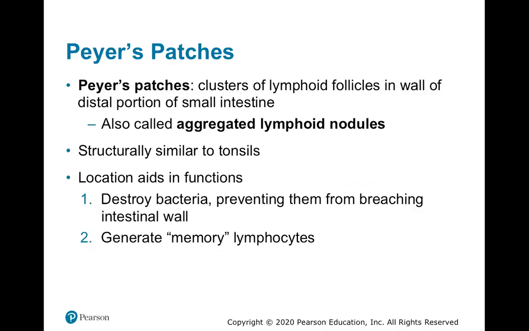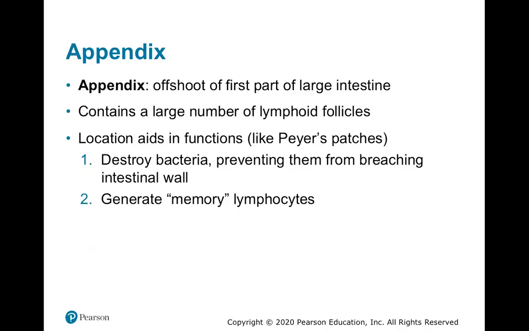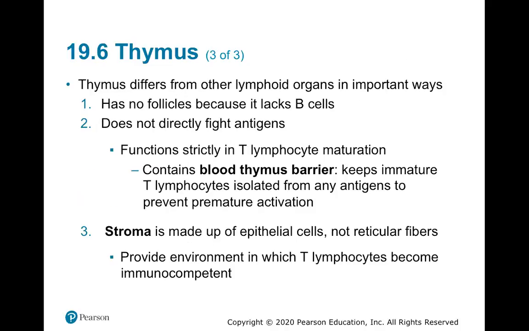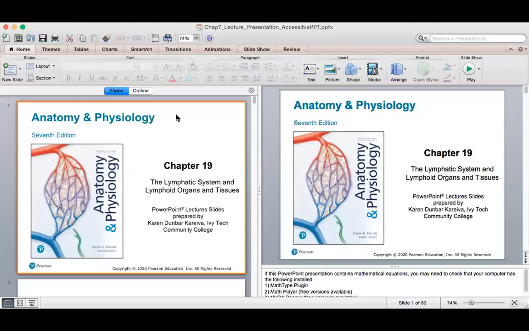Peyer's patches, that's a cluster of lymphoid follicles in the wall of the distal portion of the small intestine, also called aggregated lymphoid nodules. Then we have the appendix. It's an offshoot of the first part of the large intestine. It contains a large number of lymphoid follicles. And there's the thymus, a bilobed lymphoid organ found in the interior neck. Essentially, that's where T cells mature, and it's the most active and largest in size during childhood. That essentially is the lymphatic system.